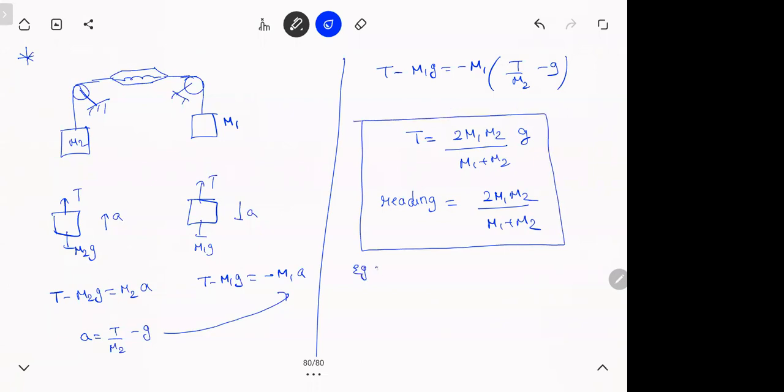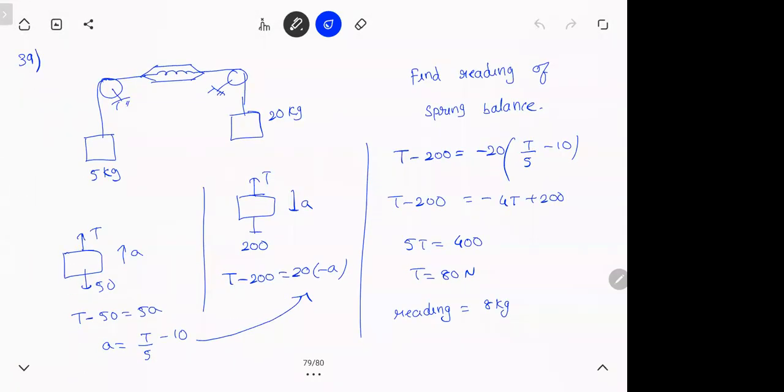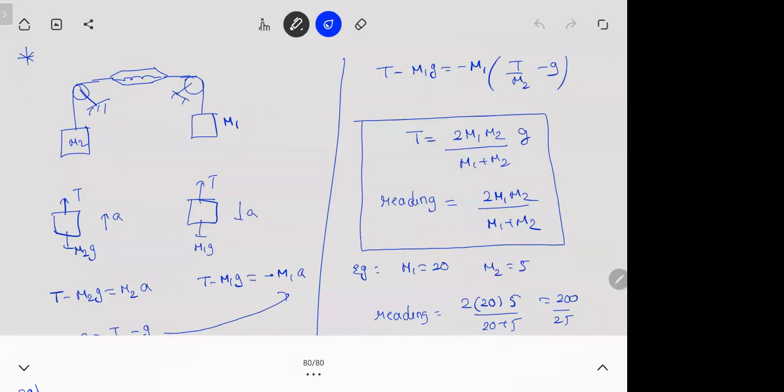For example, in the previous problem, M1 is 20, M2 was 5. So we get the reading 2 into 20 into 5 by 20 plus 5. That is 200 by 25, 8 kg. Same answer, no? Saves you time, nothing much. Instead of drawing FBD, solving all that, we just did the same thing with variables and finished off in one step. So this is something which you can use directly in the exam, helps you. Put it up.